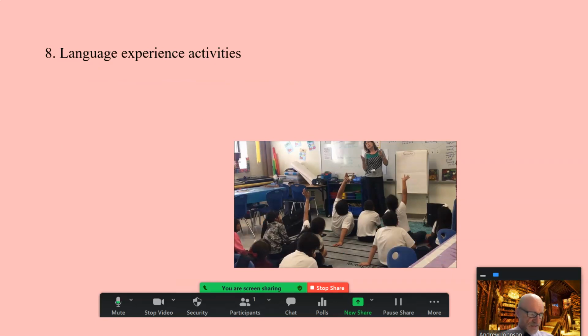Language experience activities are a literacy learning strategy in which students dictate an experience that they've had. The teacher then records what they say. This can be done in large group, small group, or individually. And then they practice reading. This is a powerful literacy learning experience for 2 reasons. First, on an interpersonal level, language experience activities enable you to make personal connections with students. You can see what's going on in their lives.